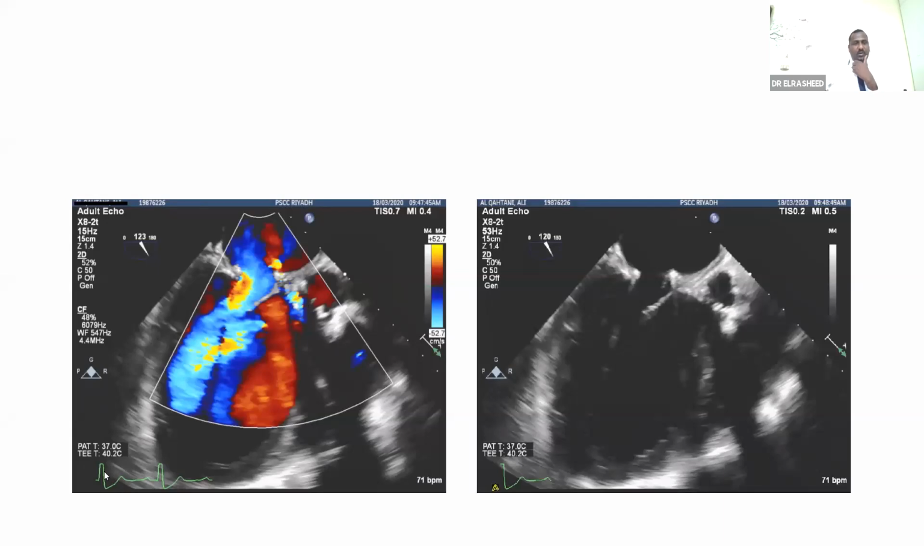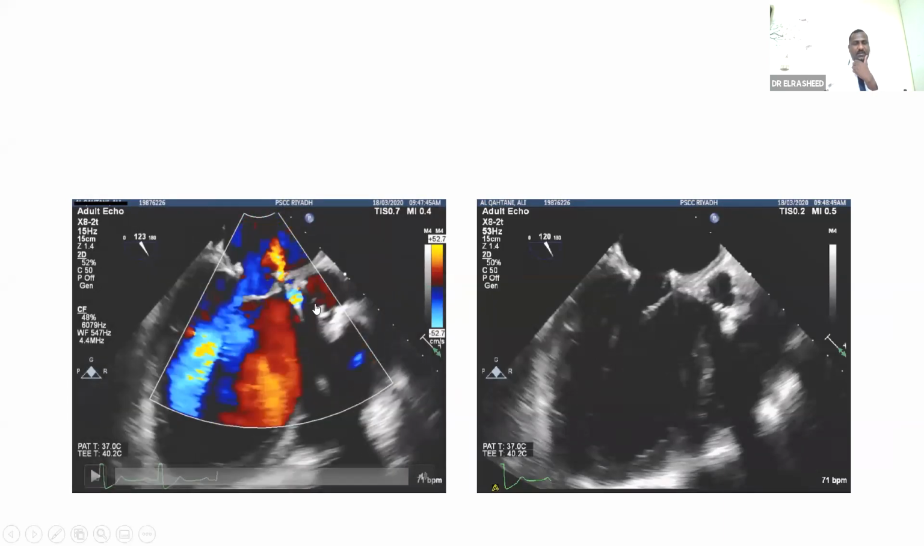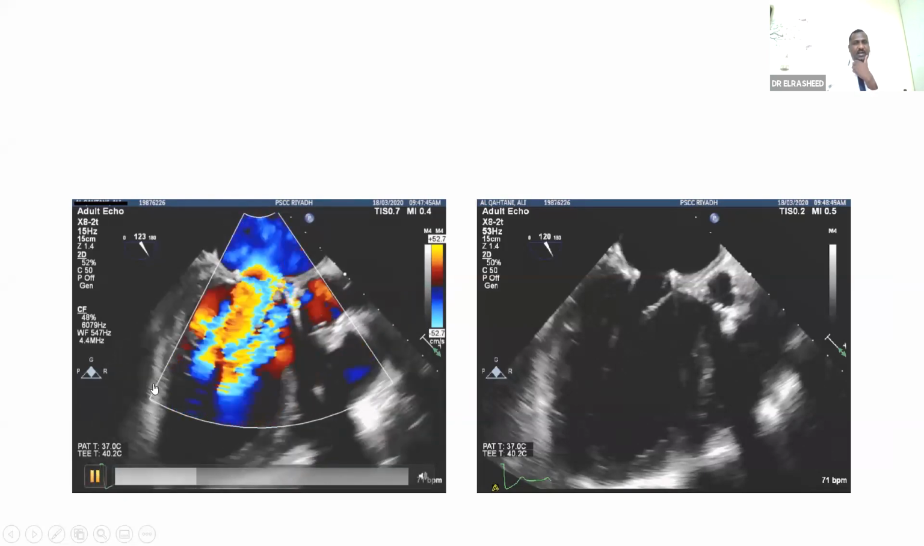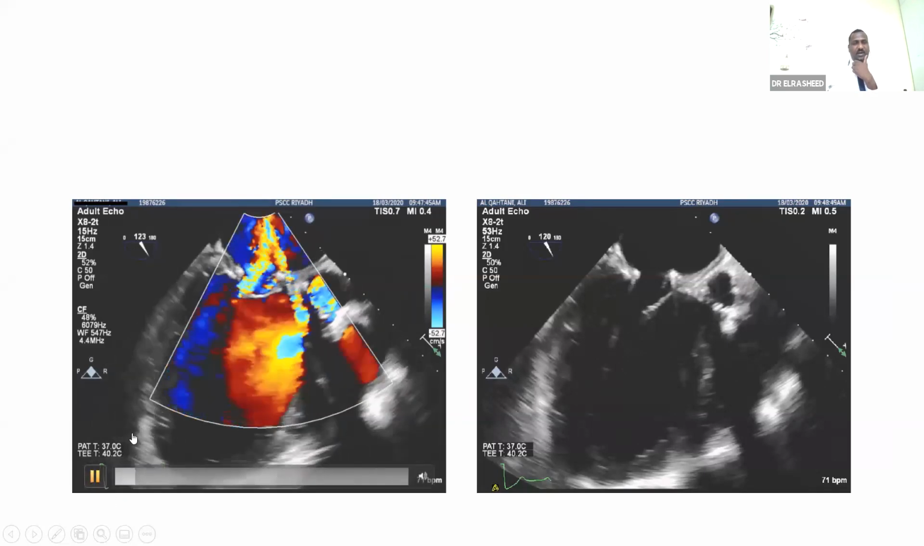For example, here, this is a repair and the aortic valve. There is some jet here. If it is inside, it is intrinsic. If it is outside the sewing ring, it is a paravalvular leak. So here, there is a paravalvular leak jet.